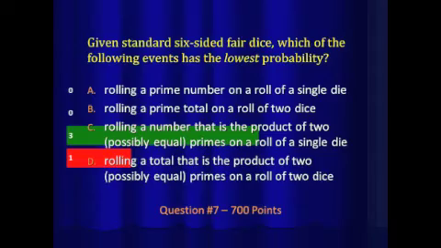All right, 700 points. We'll see what the correct answer is. It took a lot of figuring. 3 people got that right. It's C: rolling a number that is the product of 2 possibly equal primes on a roll of a single die. So who got that right? Anton got it right. Samantha got it right.